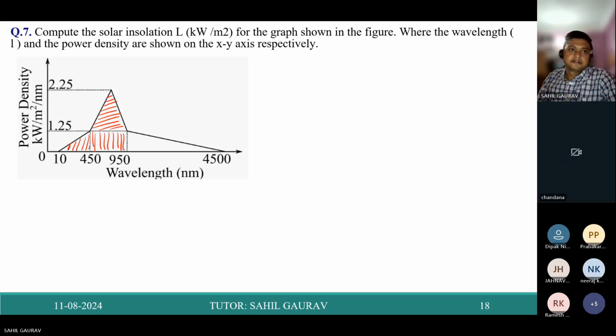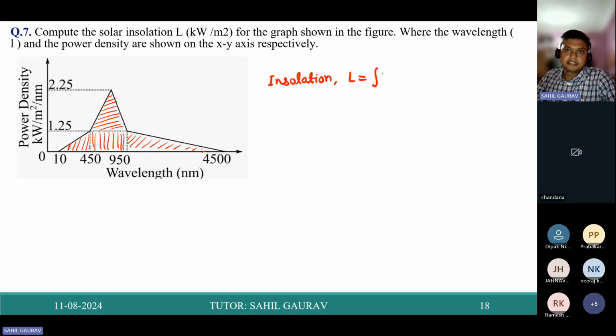This area, and this area. The power density unit is kilowatt per meter square per nanometer, and the wavelength is given in nanometers. So if you take the area, you will get the insolation. The insolation I is given as the integration of P times d lambda. So this is the power density.